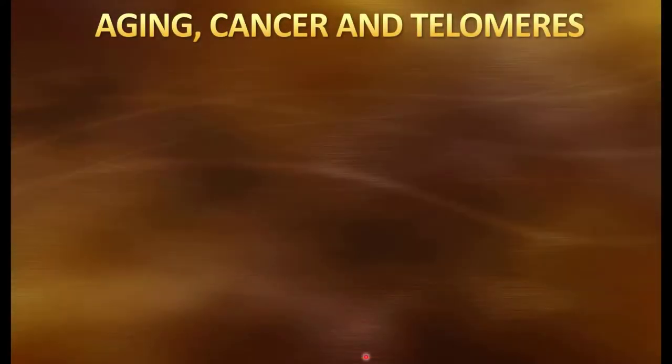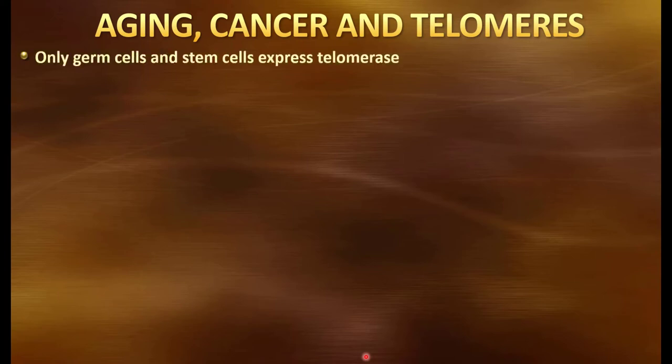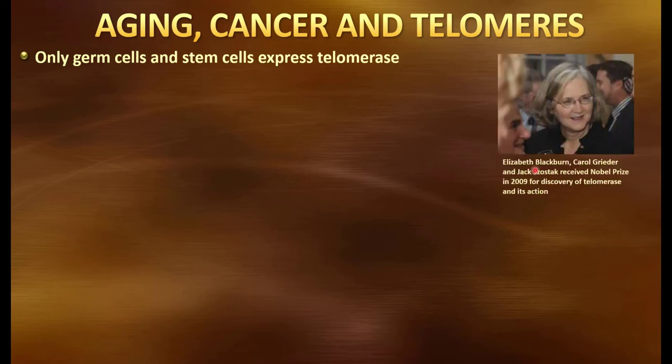Telomeres seem to be implicated in aging and cancer. So only germ cells, which are producing gametes, and stem cells, which are cells that can give rise to other types of cells. In stem cells and germ cells, telomerase is expressed. That gene for making telomerase enzyme is active and the enzyme is being expressed. Elizabeth Blackburn, Carol Greider, and Jack Szostak received the Nobel Prize for the discovery of telomerase and how it works.